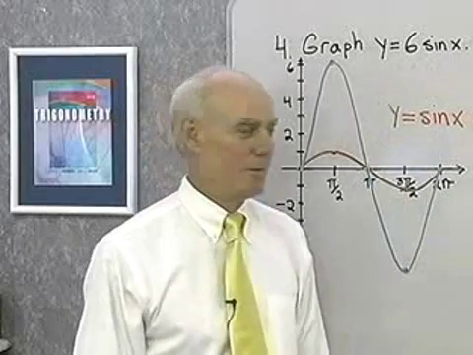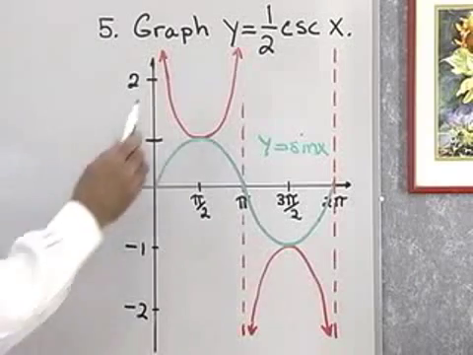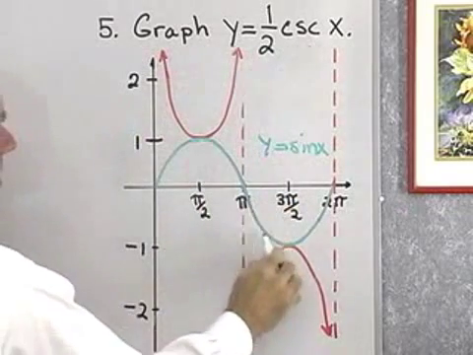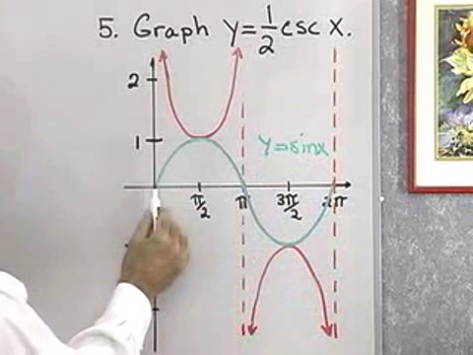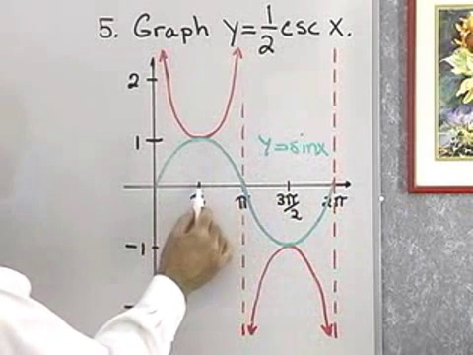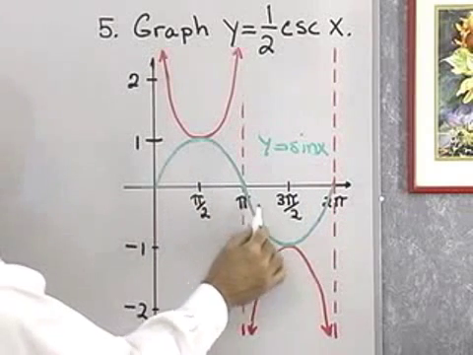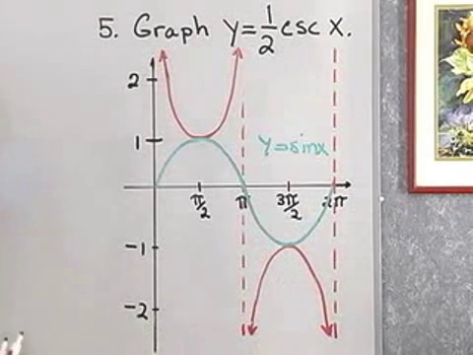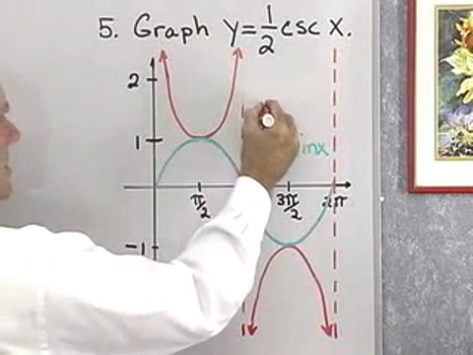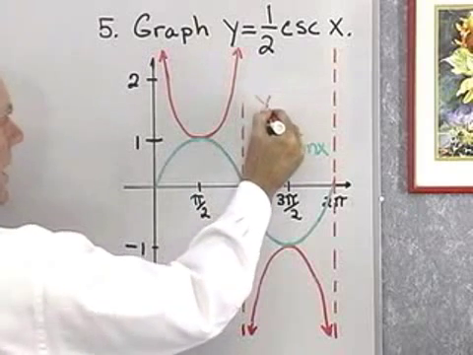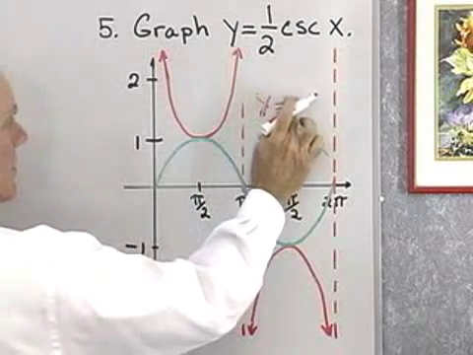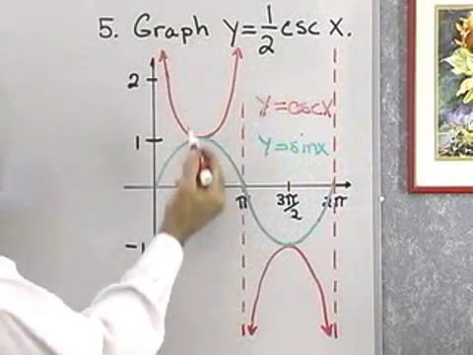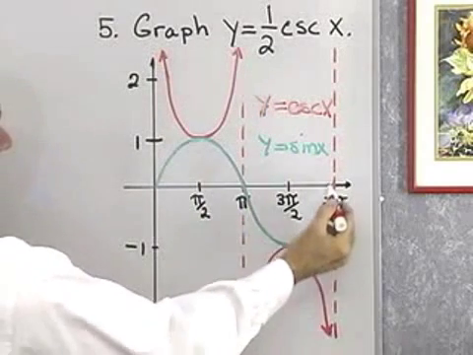Okay, I want to work another problem. Problem 5, I have y is equal to 1/2 cosecant x. And notice that I've graphed here in green the graph of y equals sine x. It goes from 0 up to 1 when x is pi over 2, back down to 0, then down to negative 1 when x is 3 pi over 2, and then out to 2 pi. Now what's in red is the graph of its reciprocal, or y is equal to cosecant x.